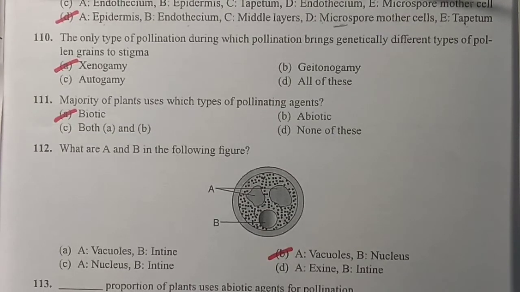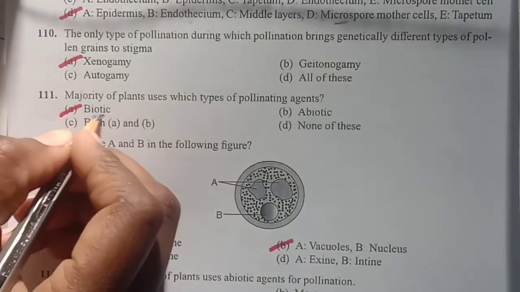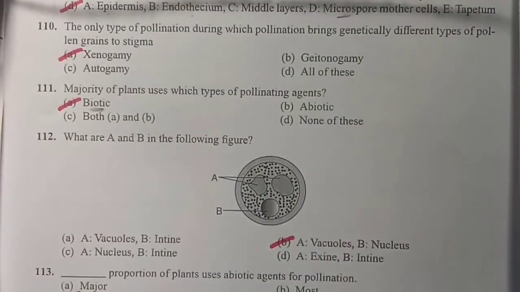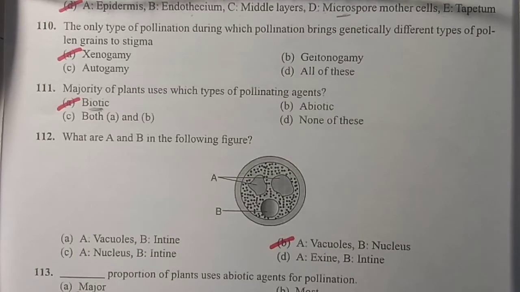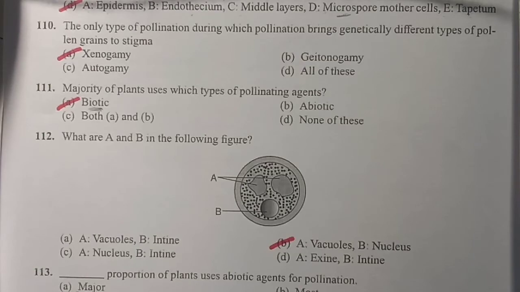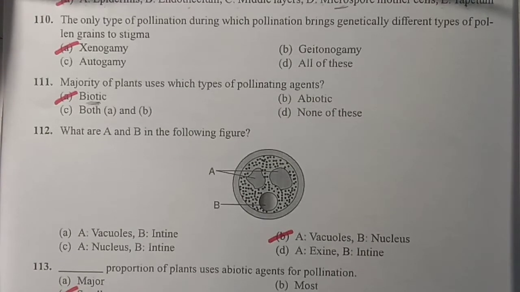And next question, majority of the plants use which type of pollinating agent? Majority of the plants use biotic factors. There are biotic agents and abiotic factors. Abiotic agents are the wind and water, whereas biotic factors may be the animals, birds, insects, etc. So majority of the plants use the biotic agents.